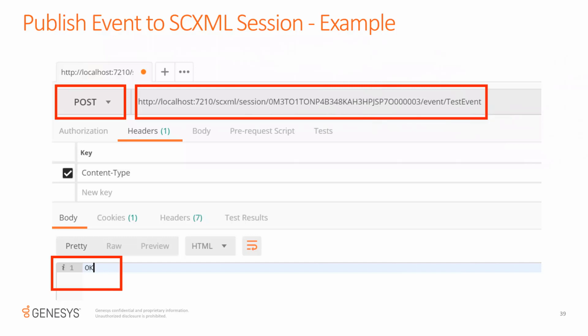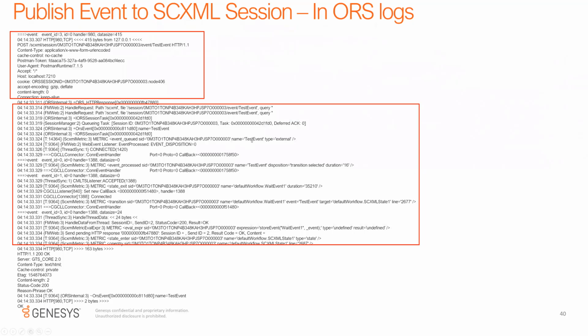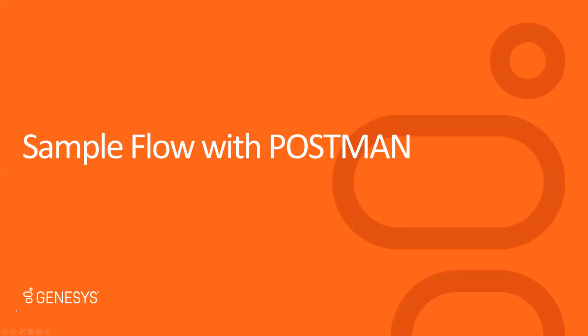So in the execution part, the request is received. Once this request is received, you can see the event name test event has been received, and event processing has been started. So according to the event processing, after the test event has been received, you will transfer to the next state, that is SCXML state 1, and 200 OK should be sent as a result. So in response, we will get 200 OK.